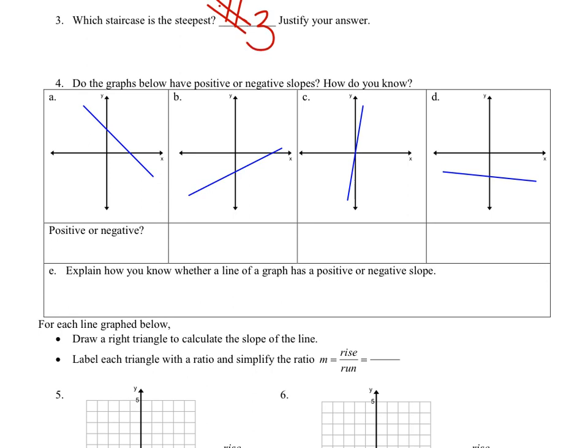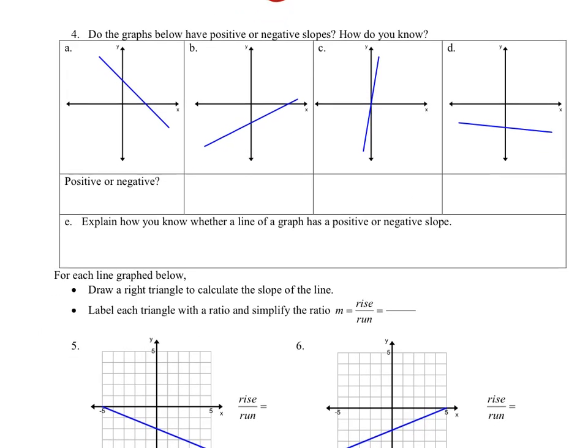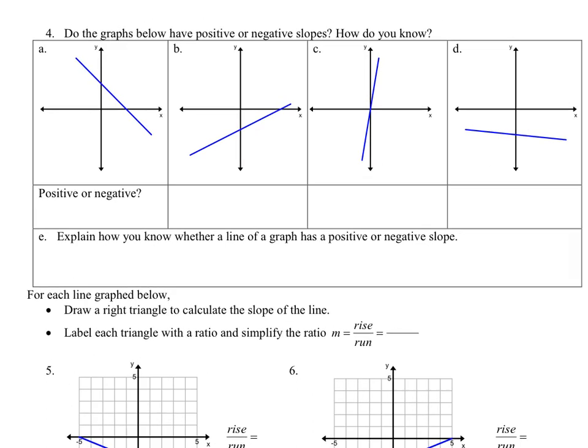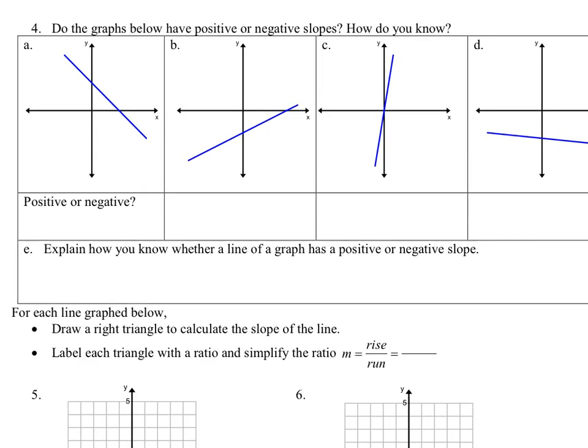Alright, what about these ones? Let's look at number 4. So now we're looking at positivity and negativity for the slopes. Now remember, it's rise over run, right? So here's what I recommend for all of these rise and run problems. In terms of negative or positive, let us always go to the right, kind of like how we would read.